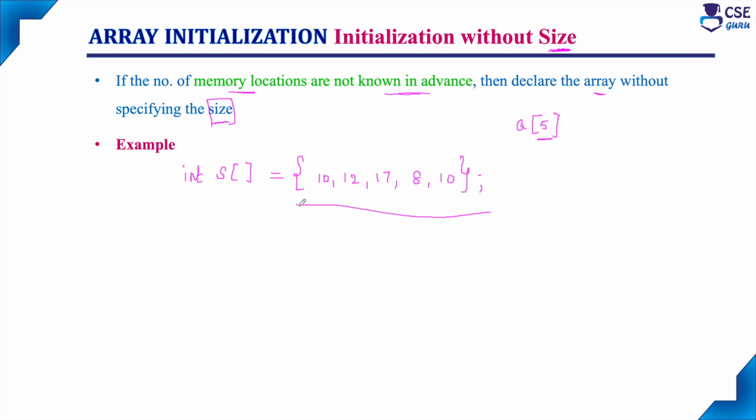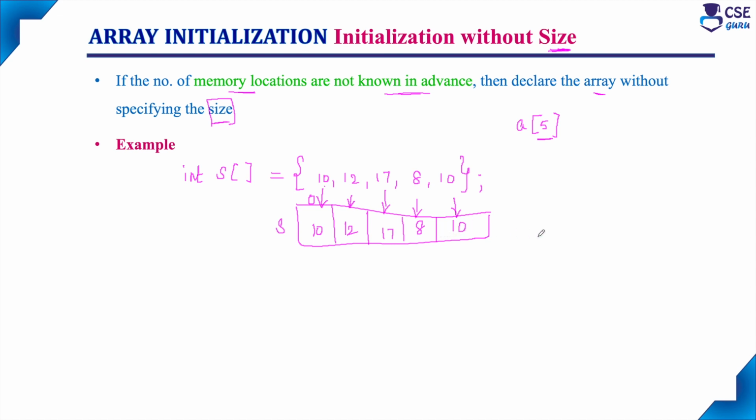So what will happen? Automatically it will allocate the size accordingly. Here 5 elements are there, so automatically it will allocate the size. The first element goes to s of 0. It will be initialized from the first memory location only. That is compulsory. So the first value will be assigned to the first memory location s of 0 only, the second value to the next memory location, and the third to the next. So the next memory locations will be initialized.